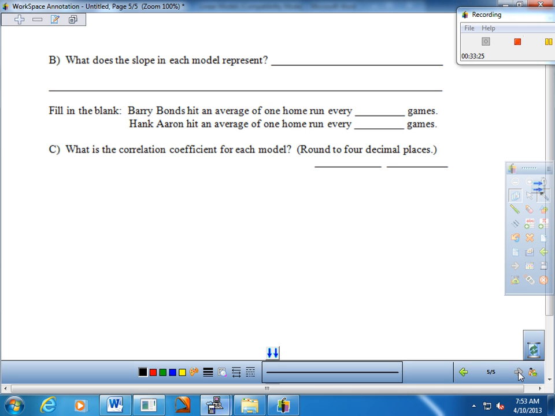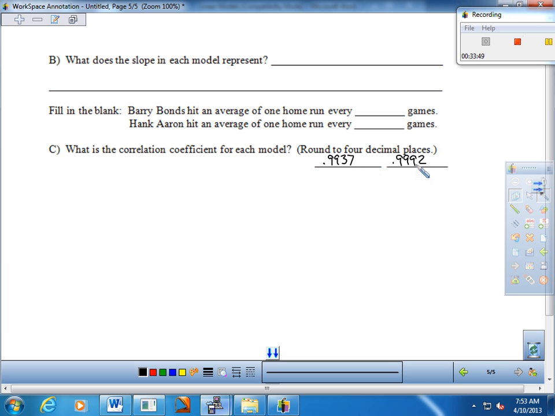Let's do the slope piece and the correlation coefficient and put that together. Actually, you know what? Let's do the correlation coefficient first. So in this case, round to 4 decimal places, the correlation coefficient. And to me, this is an interesting thing on how linear it is. Basically, how consistent each baseball player was hitting home runs per game. And as you can see here, this is Barry's correlation coefficient.